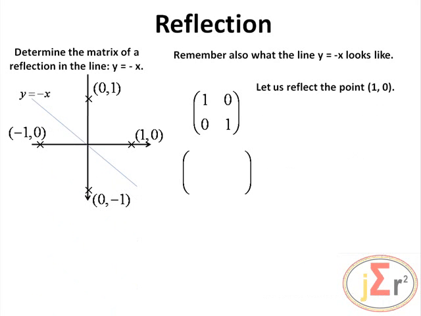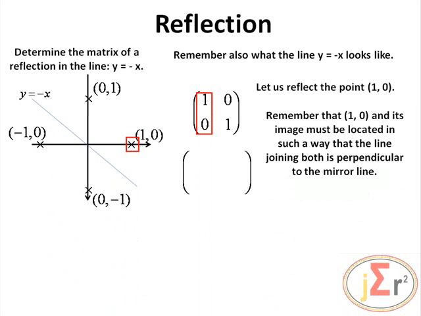So let us reflect the point 1, 0. Remember that 1, 0 and its image must be located in such a way that the line joining both is perpendicular to the mirror line. So a line that goes like that, perpendicular to the mirror line, like that. So its image turns out to be 0, negative 1, or we may look at it right here, 0, negative 1. So let us reflect the point 0, 1 and see what happens.